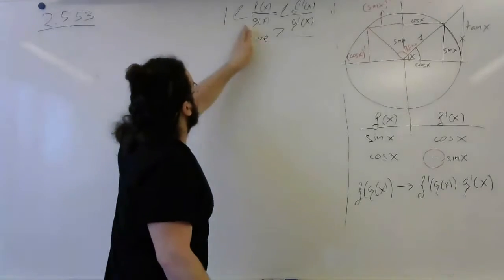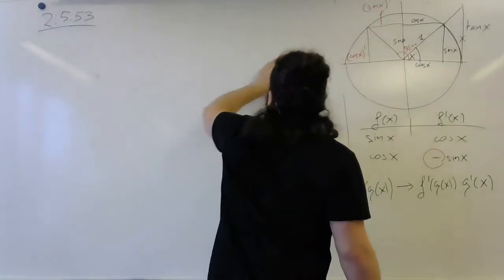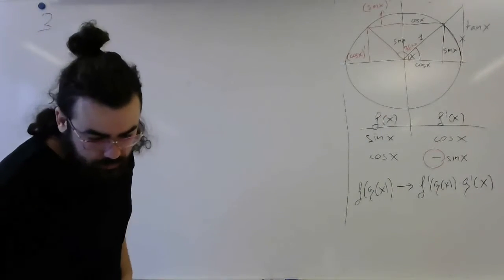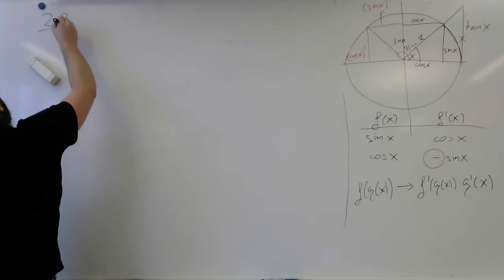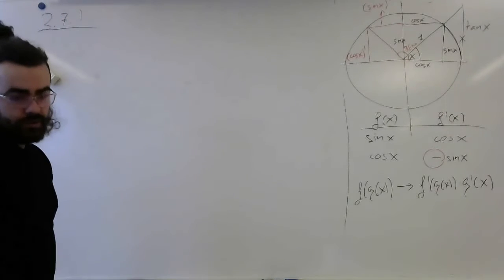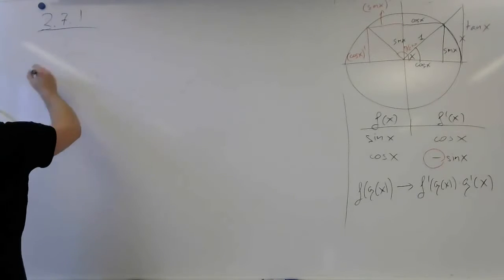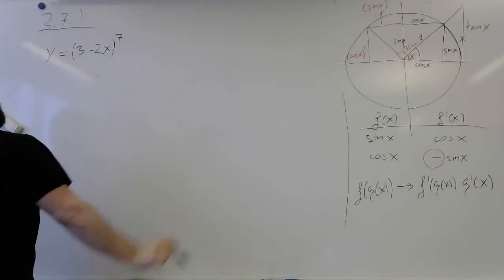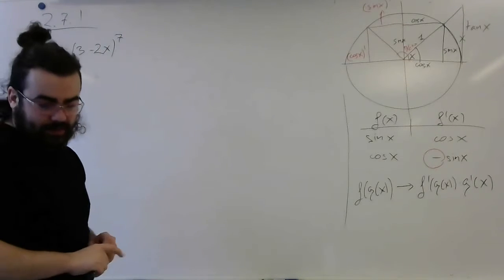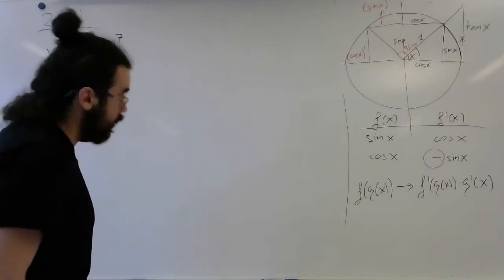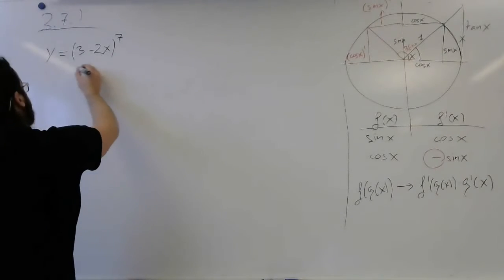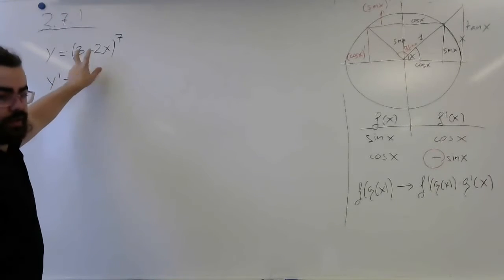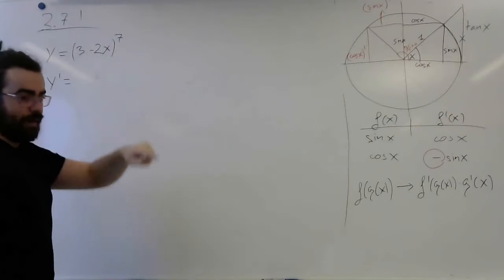Now, I'm going to delete this atrocity of nature, and let's see. 2.7.1. So our first exercise requires to find the second derivative of this. Actually, first, second, and third derivative of this. Okay, let's go. Now, composition of functions. Inner function, 3 minus 2x. Outer function, 7th power.